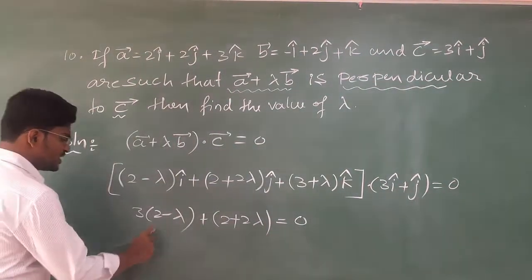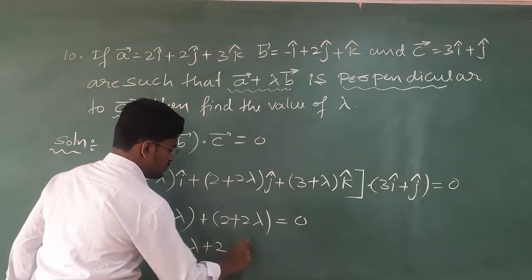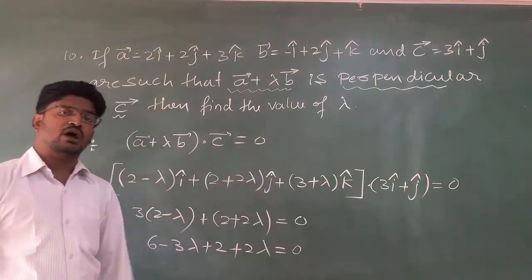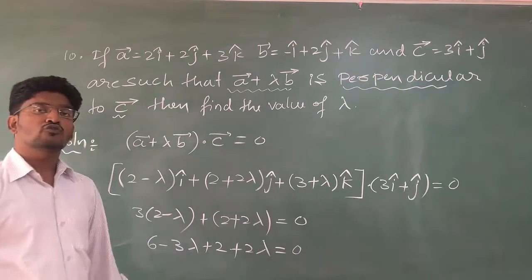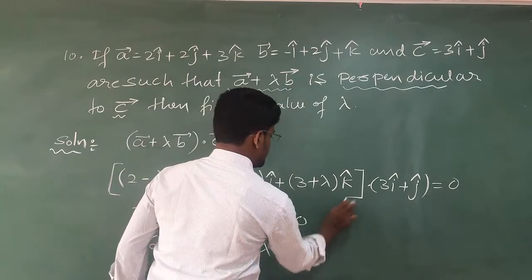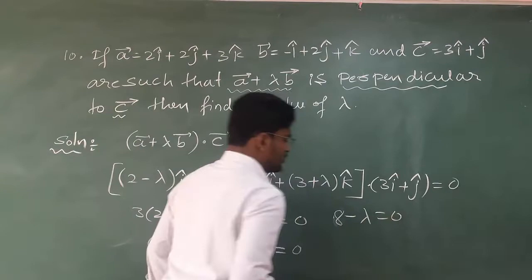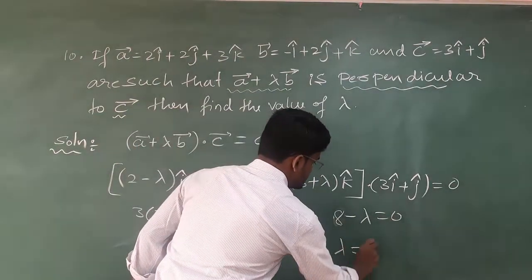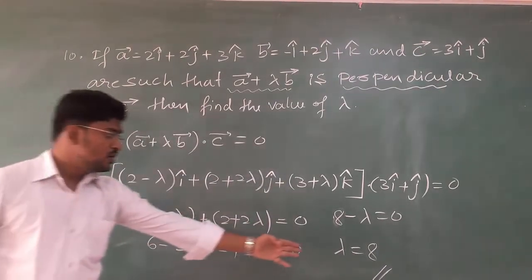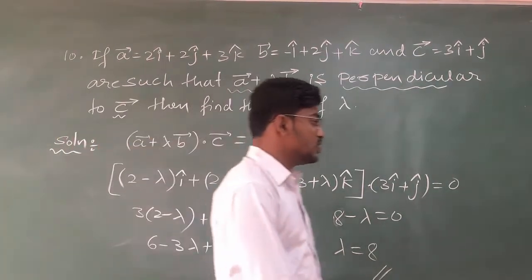Clear? 3 into 2 is 6. Minus 3 lambda plus 2 lambda equal to 0. Minus 3 lambda plus 2 lambda is minus lambda. 6 plus 2 is 8. 6 plus 2 is 8 minus lambda equal to 0. So lambda is going to be equal to 8. Clear? So now you are having the lambda value, that is 8. Lambda is equal to 8.